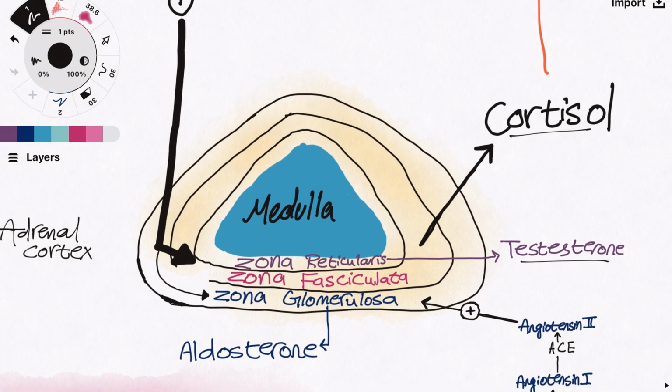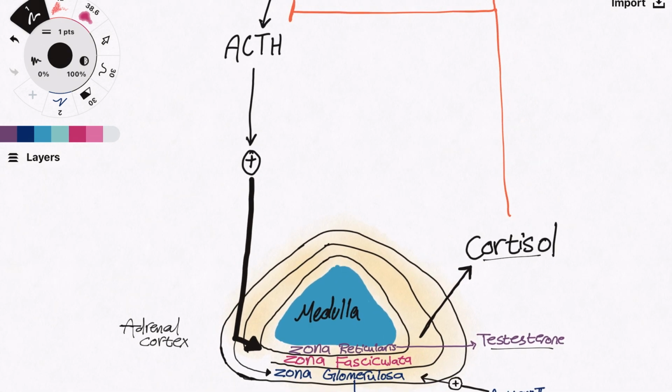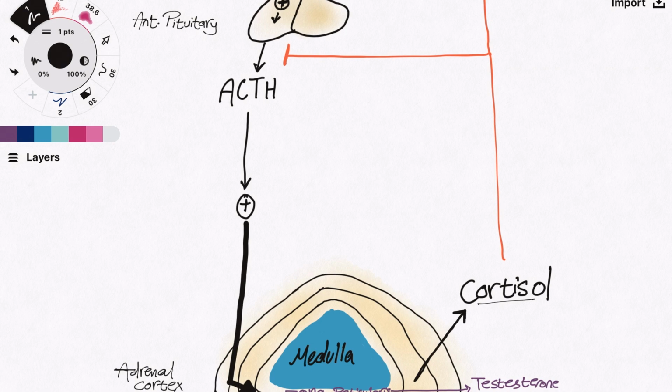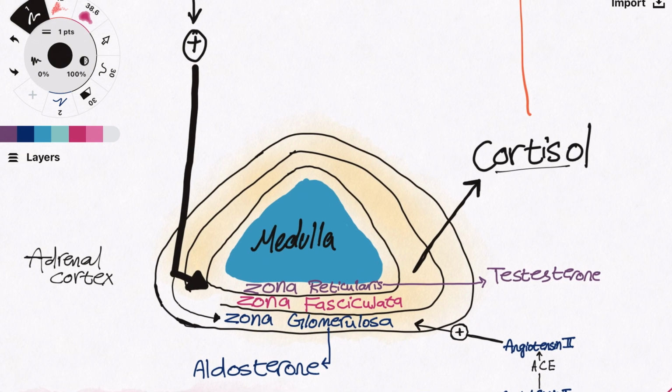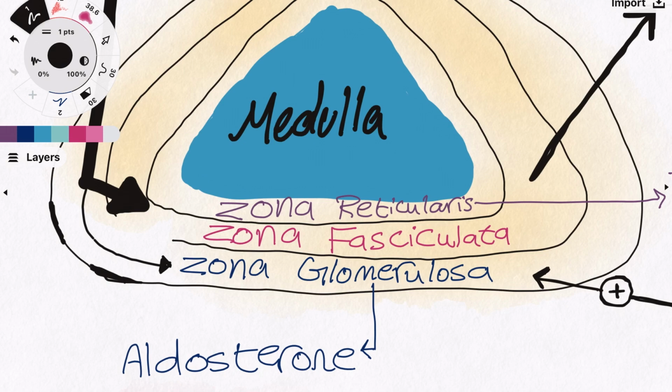Now, whenever we're talking about the stress axis or the hypothalamic pituitary adrenal axis, we're mostly talking about cortisol. So when ACTH is released and acts on the adrenal cortex in a physiological case, the main outcome is an increase in the cortisol level, right? Although in a pathological condition where the ACTH level is highly elevated, it's going to have a very minimal activation of the zona glomerulosa to produce more aldosterone, right?